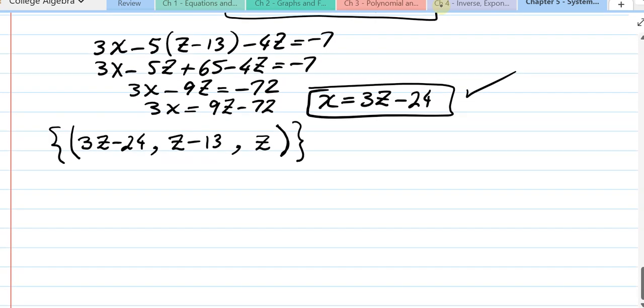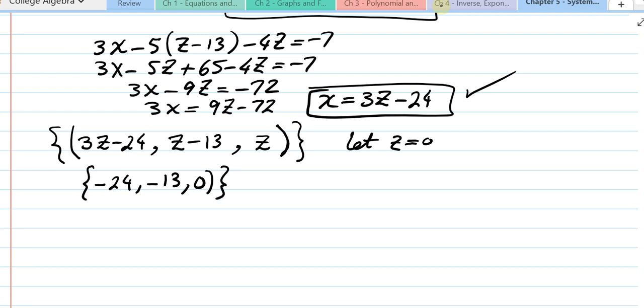So there's the solution. Now, if I want a particular solution, let z be 0. When z is 0, I can plug in for z here, here, and here and get a specific, very unique solution. When z is 0, the solution is going to be 3 times 0 minus 24, negative 24; 0 minus 13 is negative 13; and z is 0. Here you go. This is one such solution.